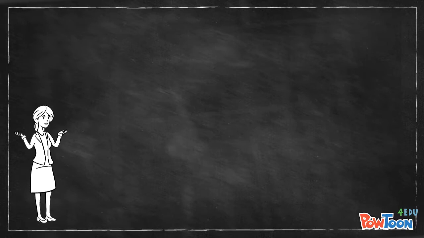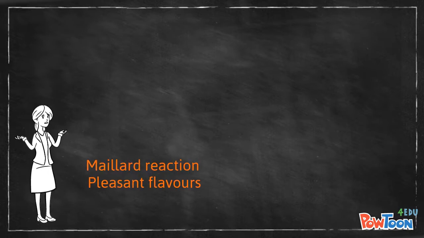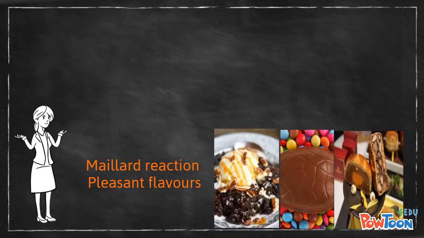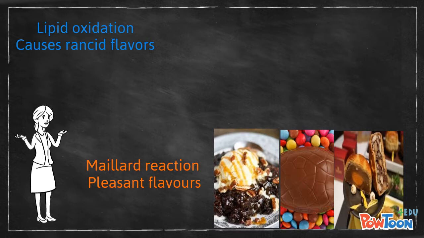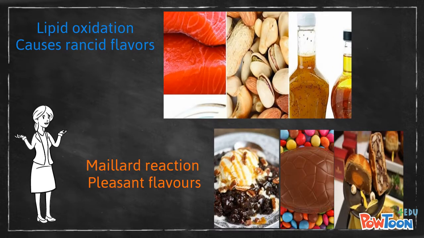The Strecker degradation of amino acids has emerged as a seemingly endless source of flavor-significant compounds since its discovery almost 150 years ago. Maillard reaction is related to pleasant flavors. How about lipid oxidation? Lipid oxidation is responsible for the rancid flavors during storage.